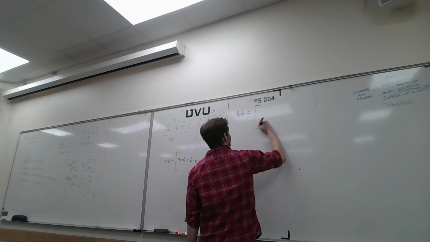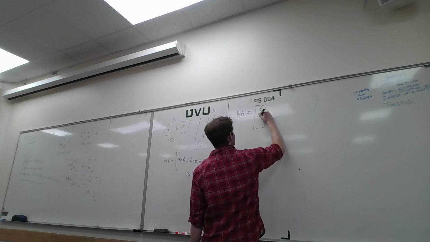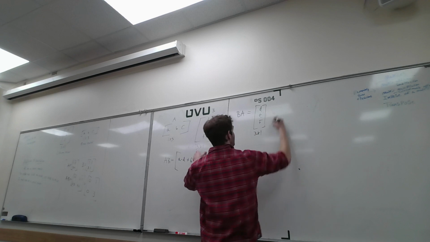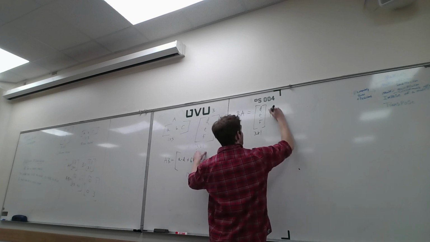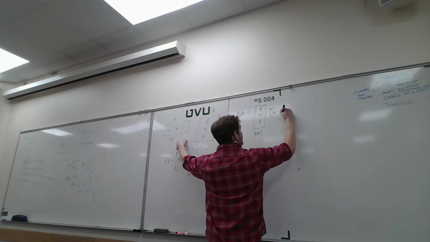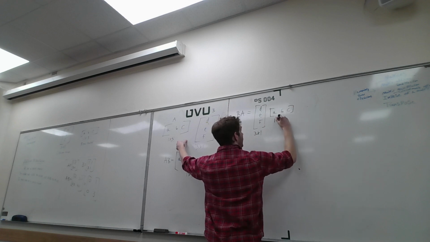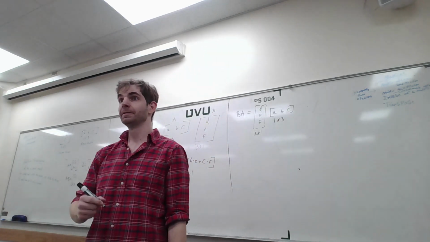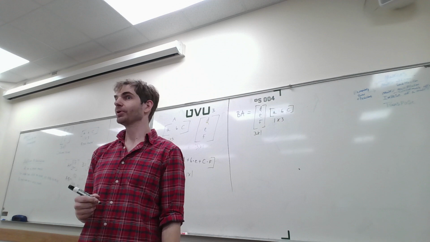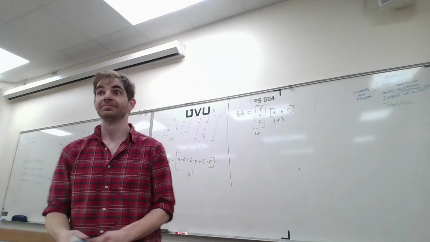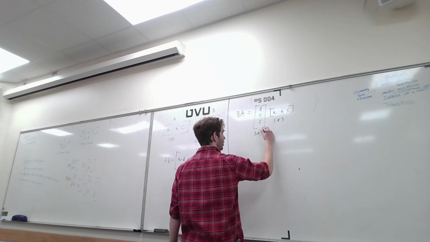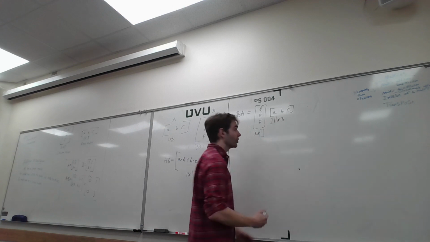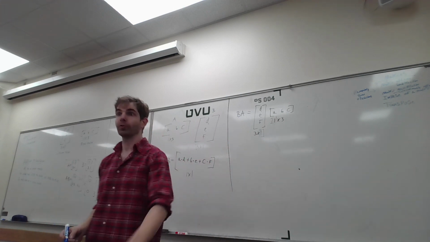Now I have D, E, and F. That is a 3 by 1, agreed? Multiplied by A, B, C, which is a 1 by 3. Are they conformable? No. Are you sure? What does conformable mean? Yes, the columns and the rows have to be the same. The number of columns of the matrix on the left must be equal to the number of rows of the matrix on the right. So they are conformable.